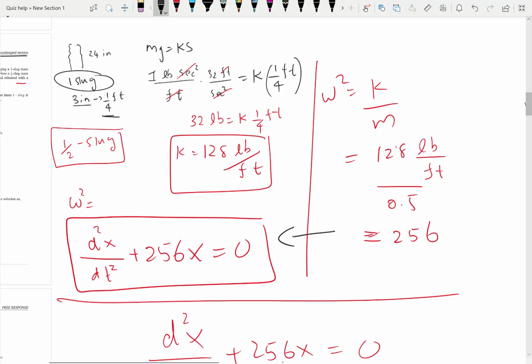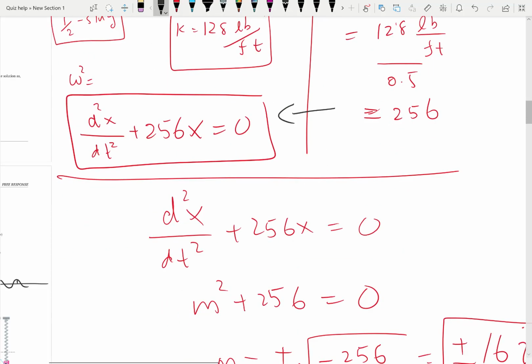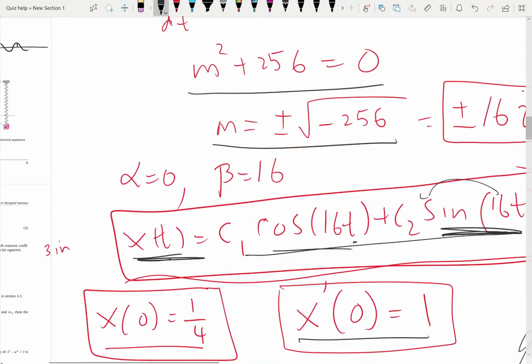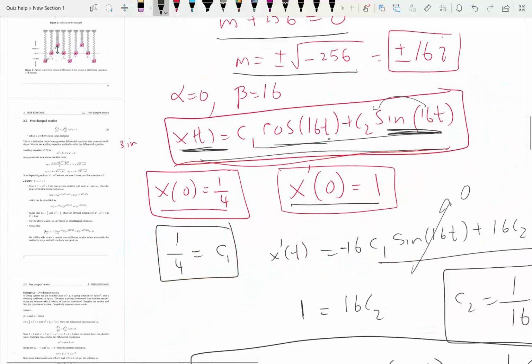If it is a free undamped motion, we use the auxiliary equation method, we find the roots, and we use the section 4.3 materials to write down the solution. Then we construct the initial conditions. The initial conditions are first the initial displacement, the initial stretch, and then the initial velocity. Both of them should be given in the question. The initial displacement is not coming from the experiment. It should come from the half a slug, the second mass, the actual mass that you attach and let the motion happen.